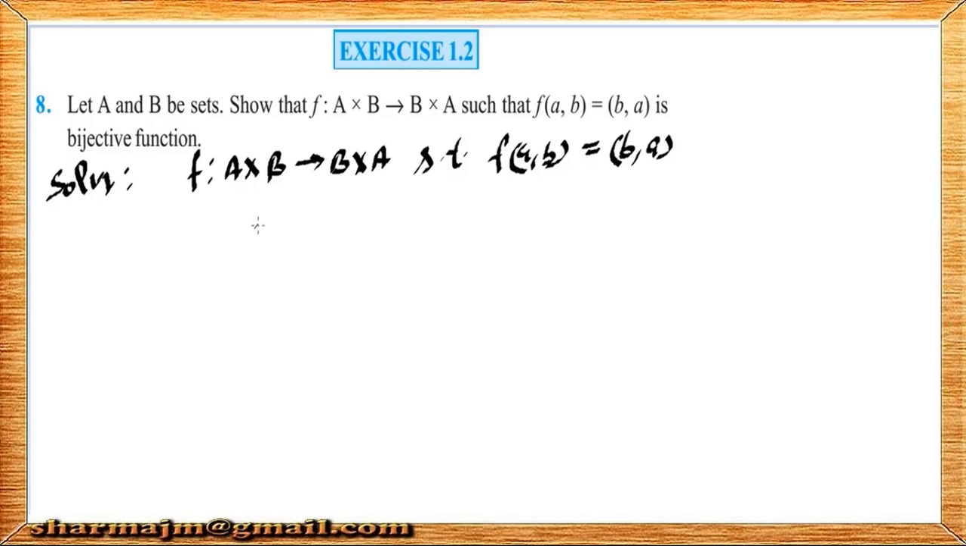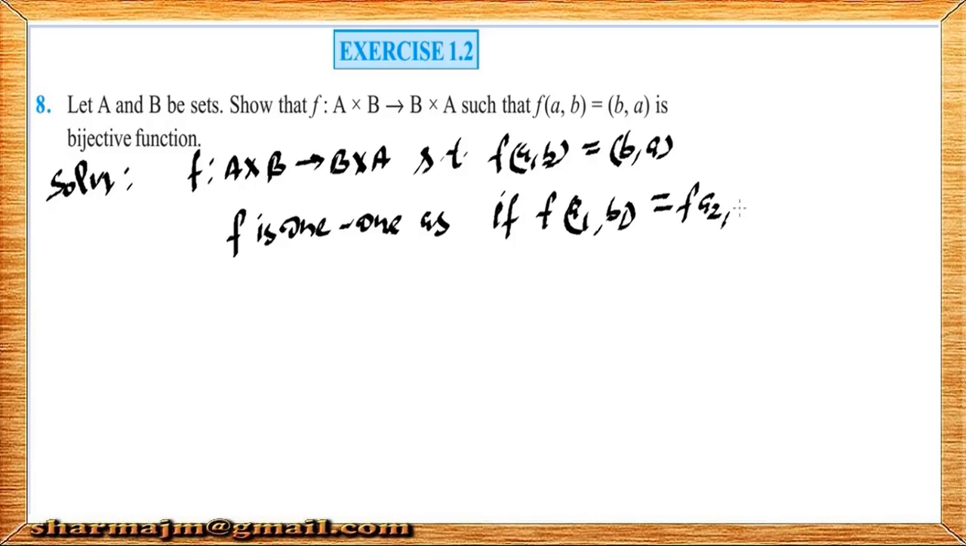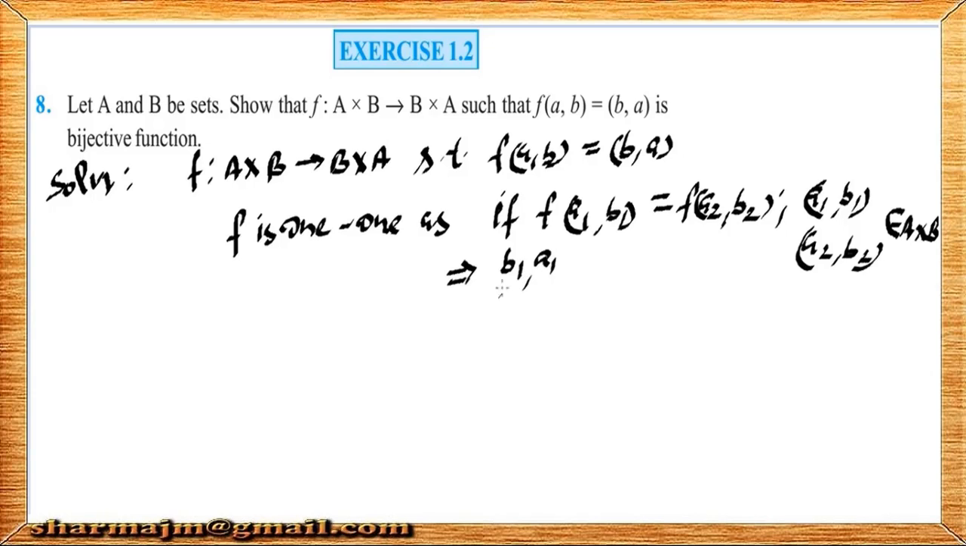So first of all we will check it for 1-1. So we will say f is 1-1 if f of (a1, b1) is equal to f of (a2, b2), where (a1, b1) and (a2, b2) are in A cross B. Okay, so this implies (b1, a1) ordered pair revert हो जाएगा by definition, so it will be (b2, a2).